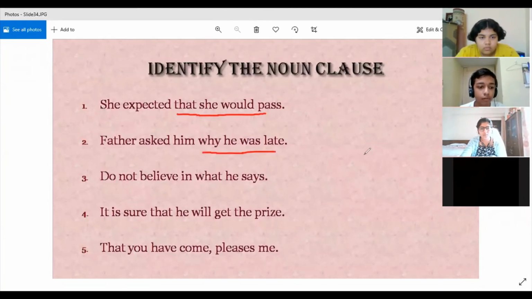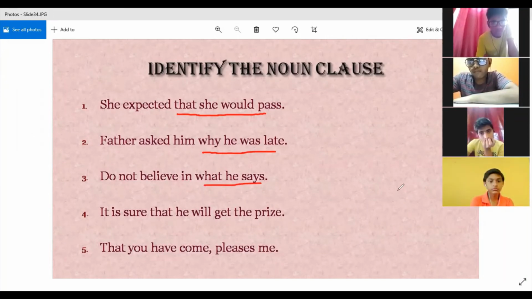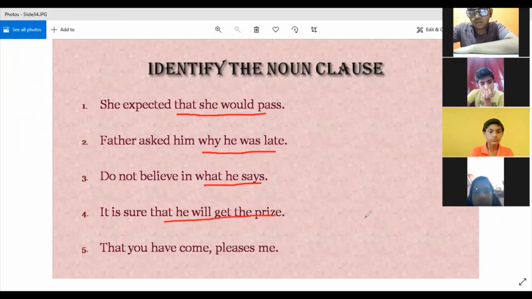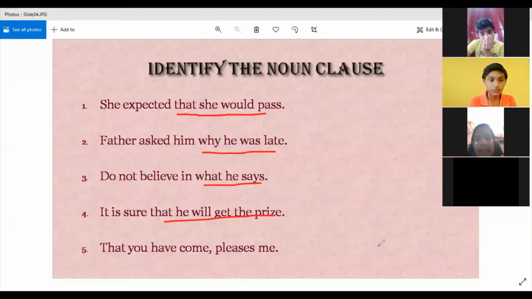Correct. Next, Priyanshi. What he says. Okay. Next, it is sure that he will get the prize. That he will get the prize. Correct. Last one, Pranshu. Ma'am, pleases me. Yes, ma'am. A subordinate clause can come at the beginning also. Where is the subordinating conjunction in this sentence?